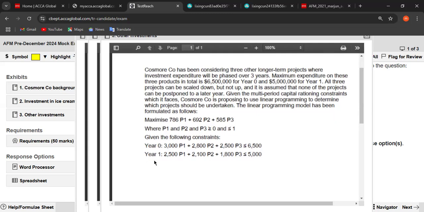And in the same way for year 1, for the first project 2,500 is required, for the second 2,100, and for the third 1,800. And again, this should be less than or equal to 5,000. So this is what the examiner was asking, what the linear programming actually tells.